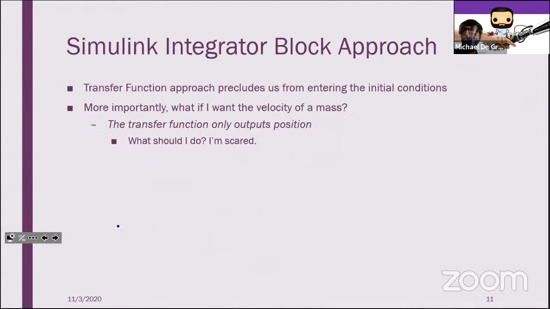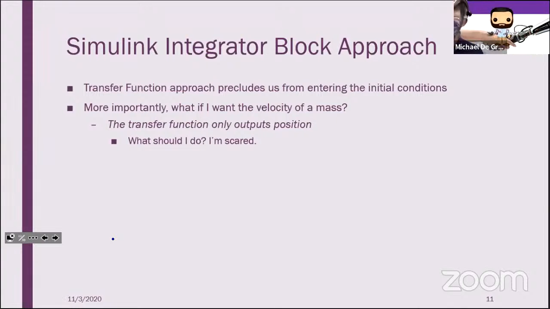But it is robust to non-zero initial conditions, right? The transfer function approach precludes us from entering any initial conditions because, by definition, when developing a transfer function, you have to assume a zero initial condition. We'll talk about that more next week when we actually get into how to make Laplace transform transfer functions, and we get rid of this D operator and we start using the S operator, right?